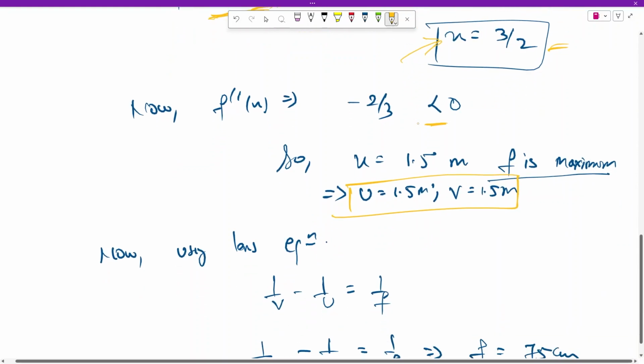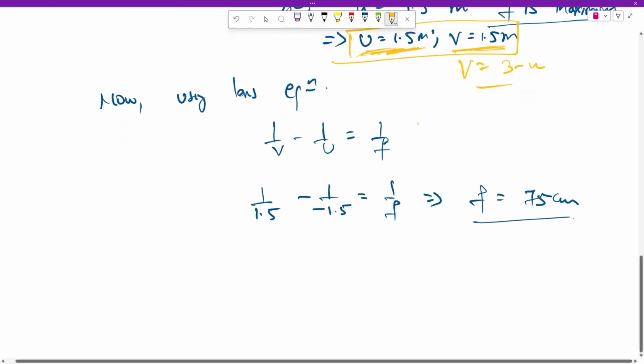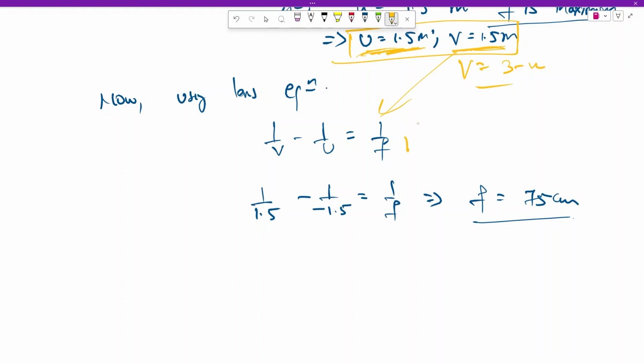Now since we know that we have used v as 3 minus x and we have got the value of x, that is u, we have got the values of u and v as u equals 1.5 meter and v as well as 1.5 meter. Now using those values in the lens equation with proper sign convention, we come to the conclusion that 1 by f equals 1 by 1.5 minus of minus 1 by 1.5. Now upon calculation, we will get the value of focal length as 75 centimeter.